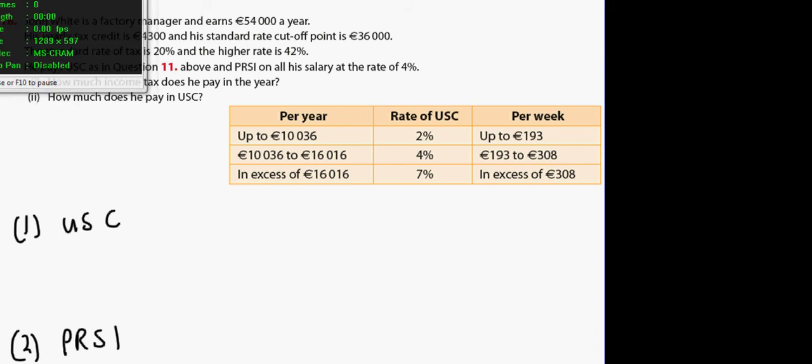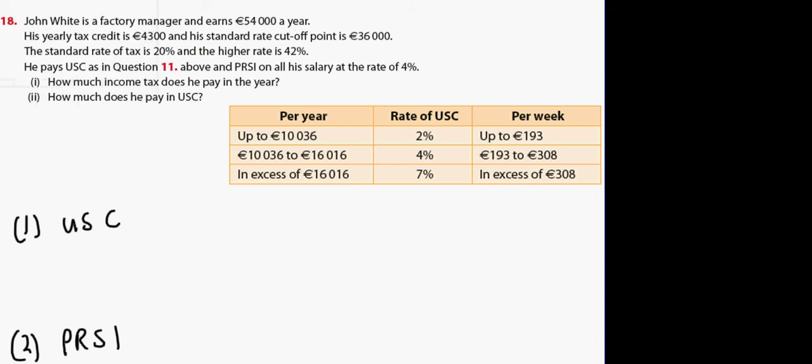So this is question 18. In question 18 we have Universal Social Charge (USC), PRSI and income tax. John White is a factory manager. He earns 54,000 a year. His yearly tax credit is 4,300.